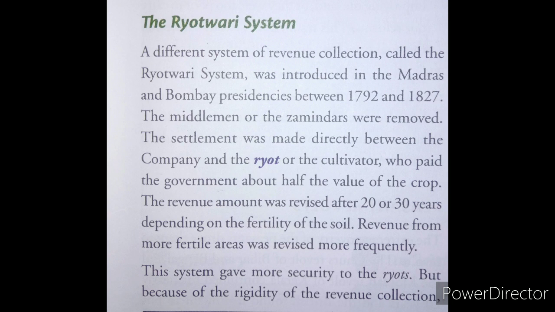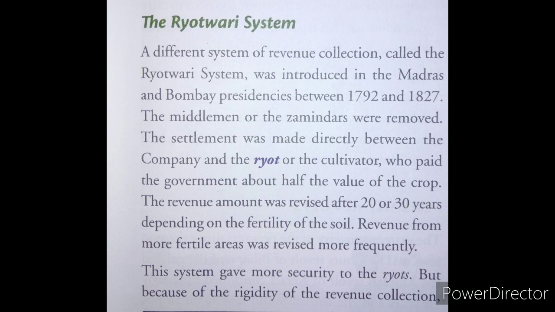So the revenue will be collected based on the fertility of the soil. Keep this in your mind. If your soil is fertile, you have to pay more revenue. If it is infertile, then you have to pay less revenue. Revenue from more fertile areas was revised more frequently. If your field is fertile, you have to pay revenue more frequently, or we can say continuously.